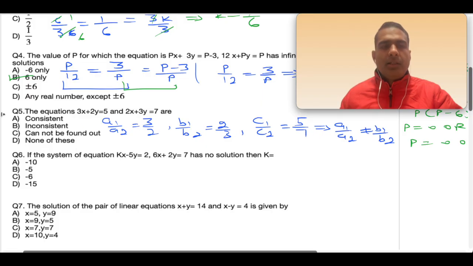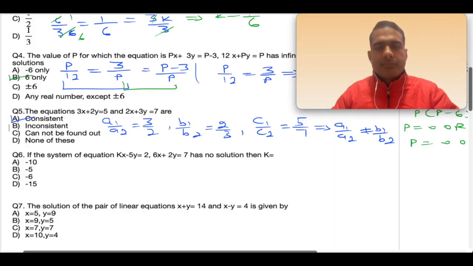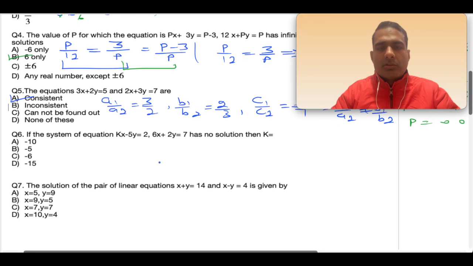So we can say the pair of equations has a unique solution. So they have a solution, so we can say that the equations are consistent. So this was a simple question, just applying the condition for the equations to find out the solutions.